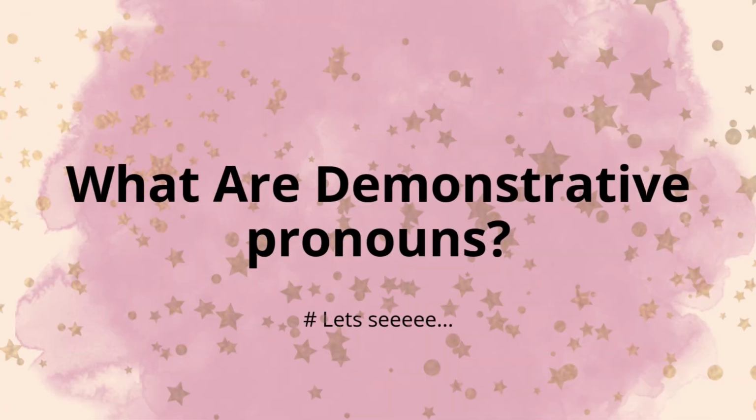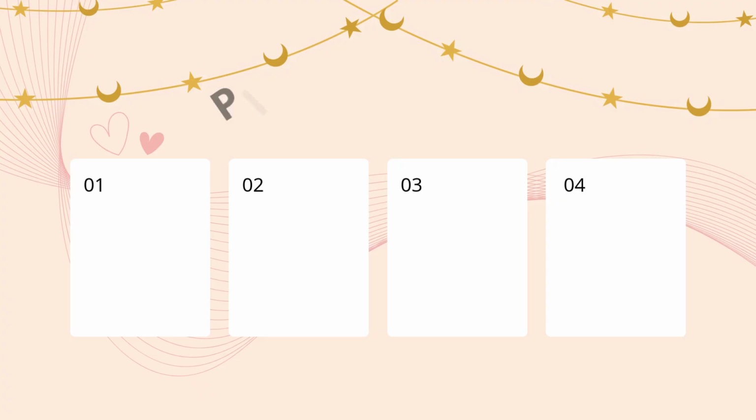So let's begin. Firstly, what are demonstrative pronouns? Let's see. In English, demonstrative pronouns are words like this and that. They show us where things are, far or near. Also, Arabic has special words depending upon gender, masculine or feminine.